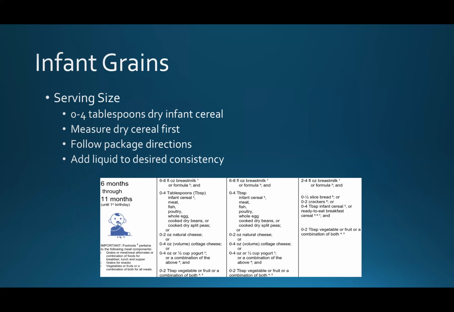The amount of cereal listed on the meal pattern for infants 6 through 11 months ranges from 0 to 4 tablespoons of dry cereal. Measure the dry cereal first to ensure the required portion is provided, and follow any directions on the package. Add liquid to moisten to the desired consistency.